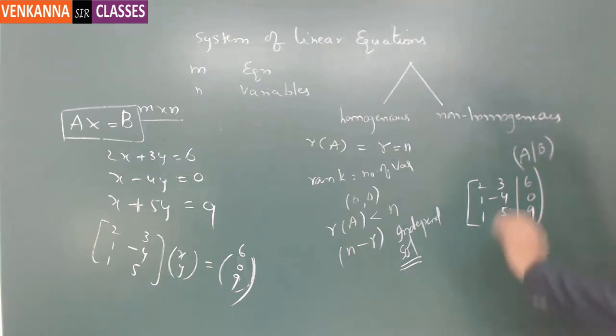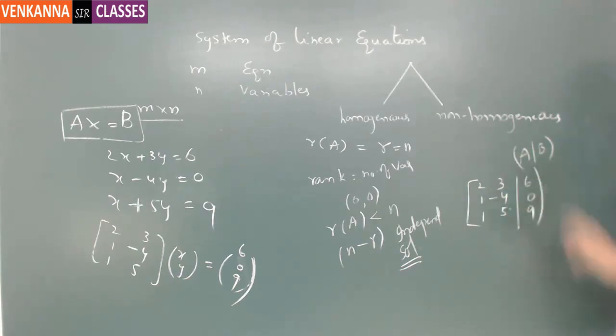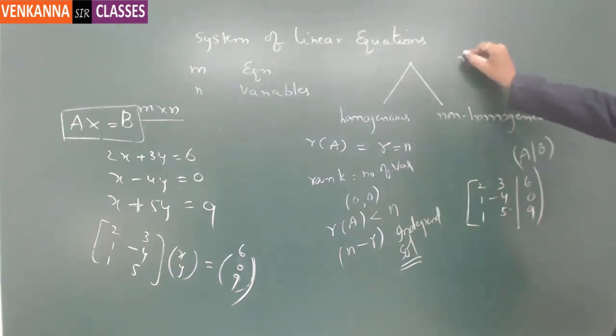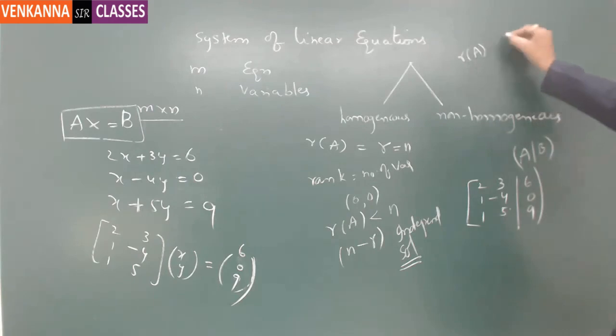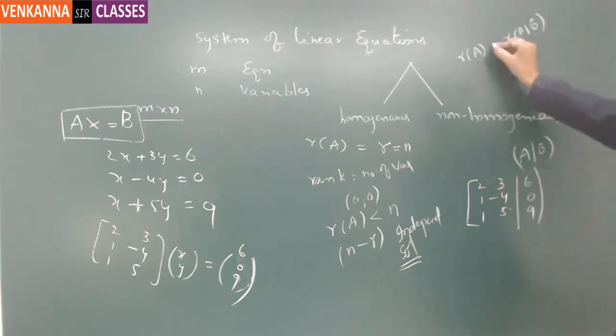So if you consider only this part, this is A. If you consider the entire part, it is A|B. So we consider rank of A and also rank of A|B. Whenever these two values are equal, rank of A and rank of A|B, then only the system will possess a solution. And we say that the given system is consistent.